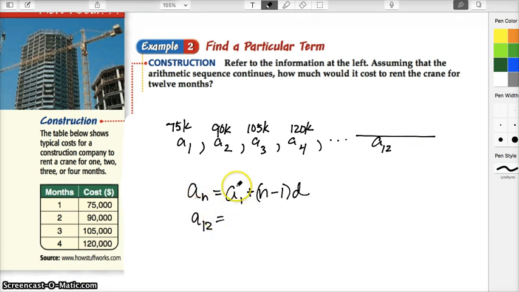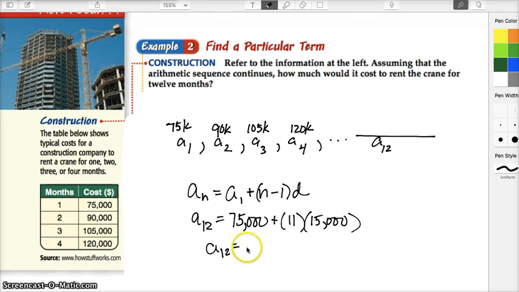So what's required is that we have the first term, which is 75,000. I'm going to write it out completely, plus n minus 1, which would be 11, times the common difference. So then you have to ask yourself, how are we increasing? What is happening each time? And we're increasing by 15,000 per month. With a couple pushes of our calculator or a little bit of intense mathematics, we get that a sub 12 is equal to $240,000.